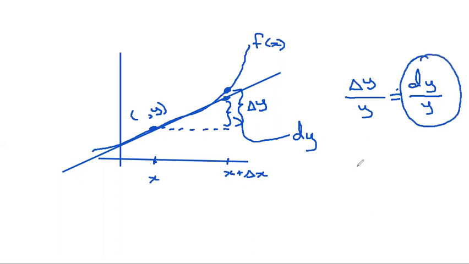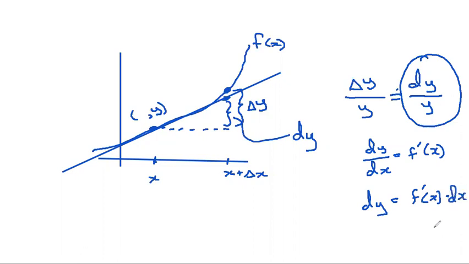The way we figure out the value of dy is quite easy, because we have this little relationship. dy by dx is equal to the derivative f prime of x. So if you multiply the dx to the other side, this is what dy is equal to: the derivative times dx.